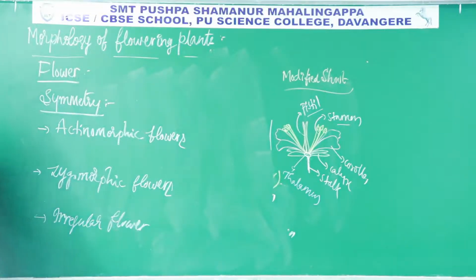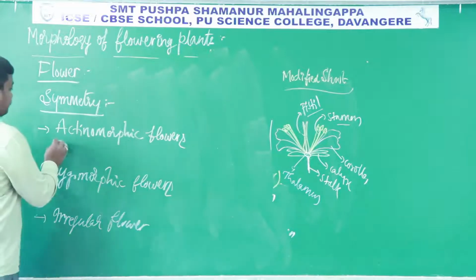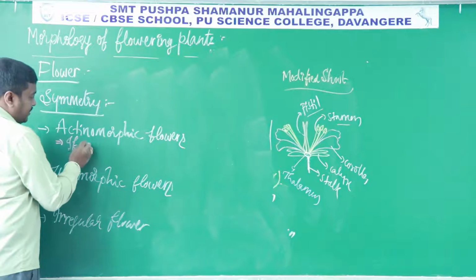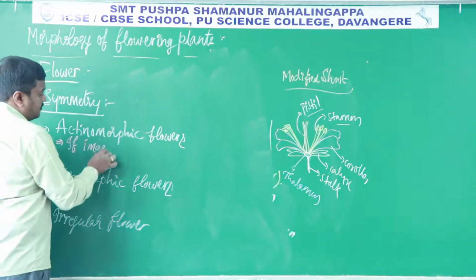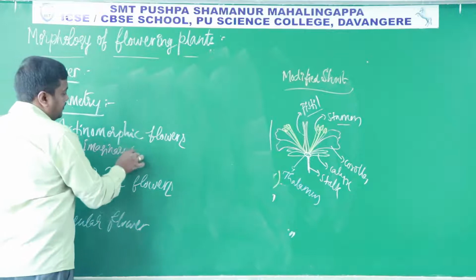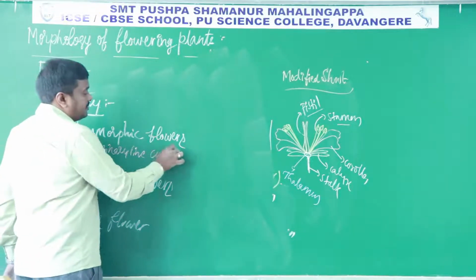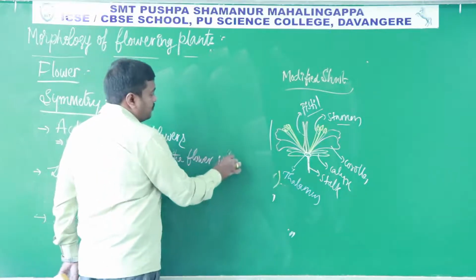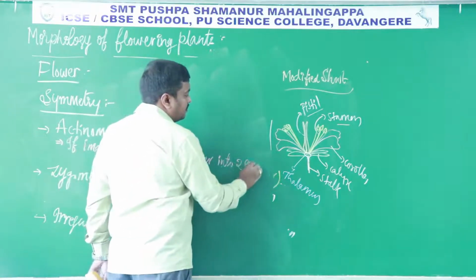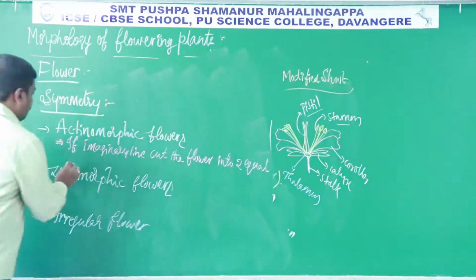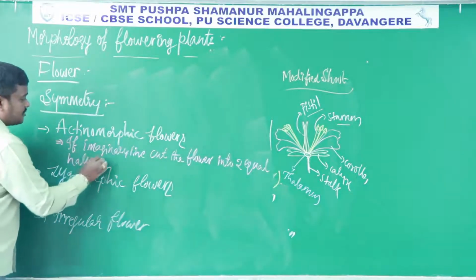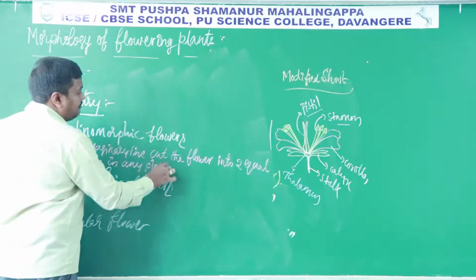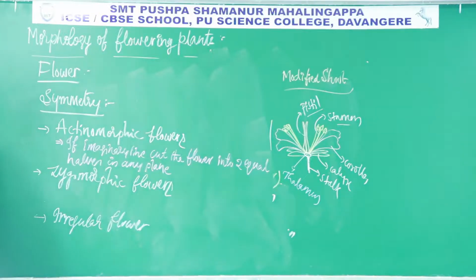Okay. So what is an actinomorphic flower? If an imaginary line cuts the flower into two equal halves in any plane, in any plane, it is called an actinomorphic flower.